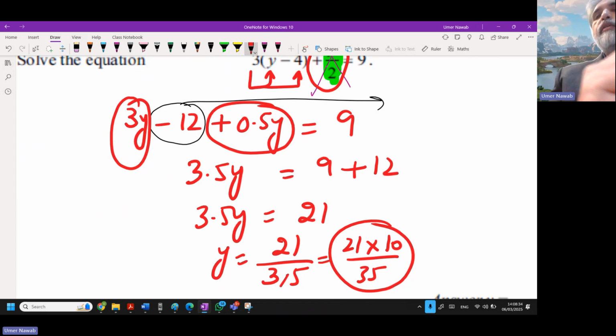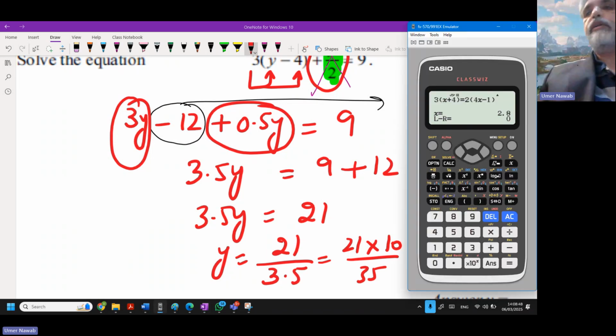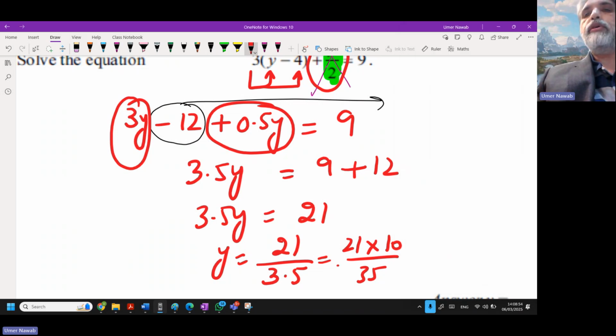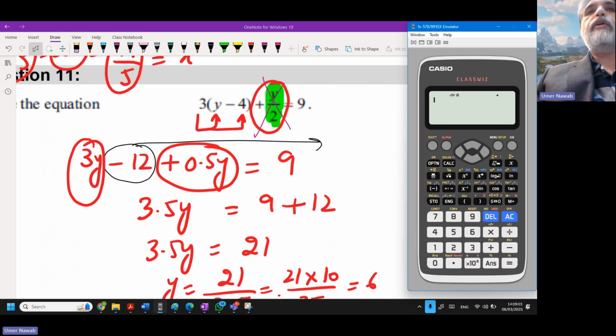But with the help of the calculator, I can also check what is the answer of 21 over 3.5. So let me check on the calculator. 21 divided by 3.5, that gives me the answer 6. So the answer is 6, but I want to get my answer from a calculator. So let's go for it.